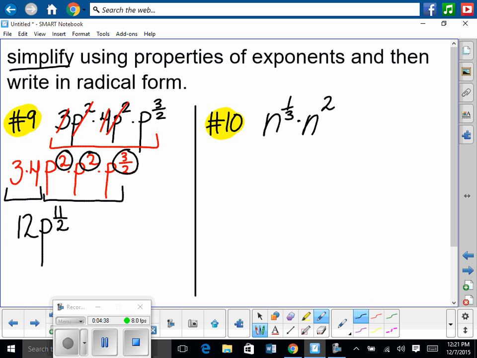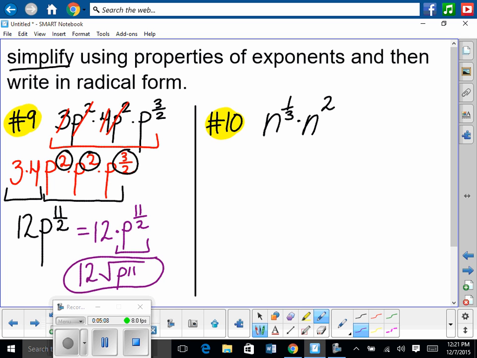Now be careful with this one because 12 is not being raised to the 11/2 power. Only p is raised to the 11/2 power. So technically this is equal to 12 times p raised to the 11/2 power. So only this piece is going to get rewritten with rational exponents. So we have 12 times the square root of p to the 11th power. Now remember, the blank root is not a blank root, it's a square root. That's why technically there's a 2 in there, but we don't write it. This would be our final answer.